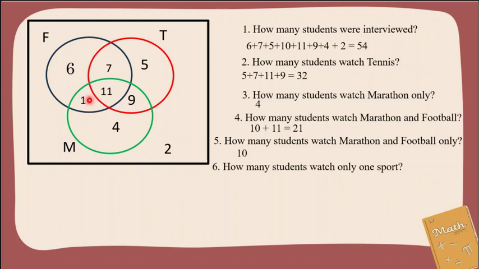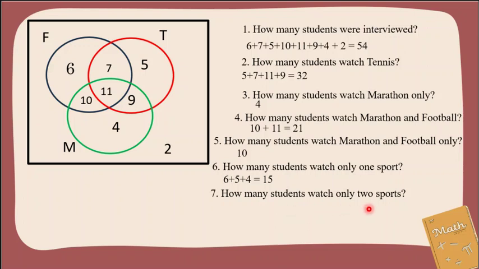Okay. Then how many students watch only one sport? Only one sport. Well, that would be 4 plus 6 plus 5, because the 7 here watch football and tennis. The 10 here watch football and marathon. The 9 here watch tennis and marathon. And the 11 watch all 3. But we are interested in just one sport, and that is football only, tennis only, and then marathon only, making it 6 plus 5 plus 4. That is 15.